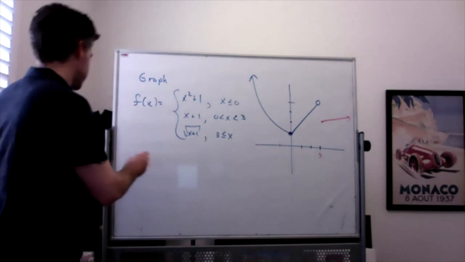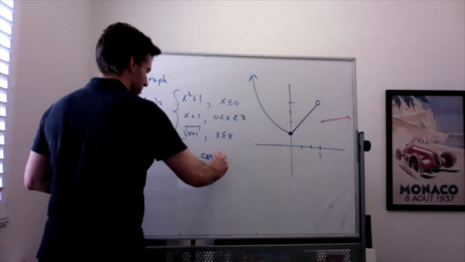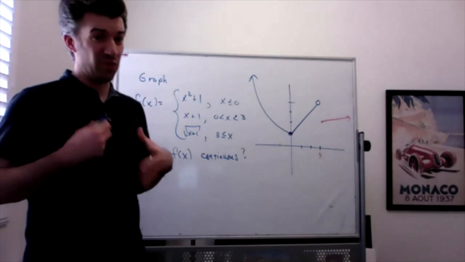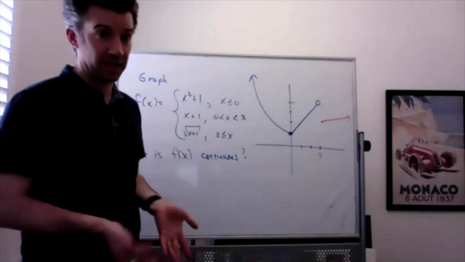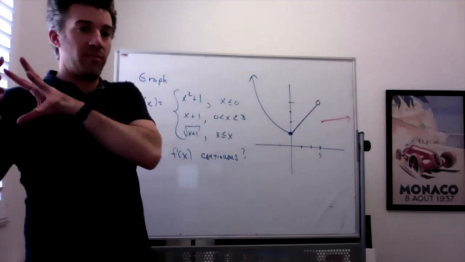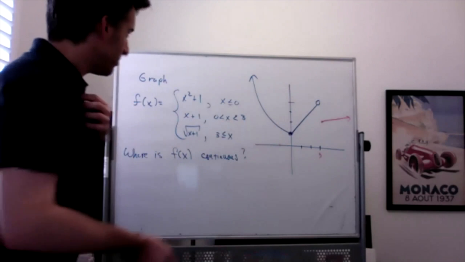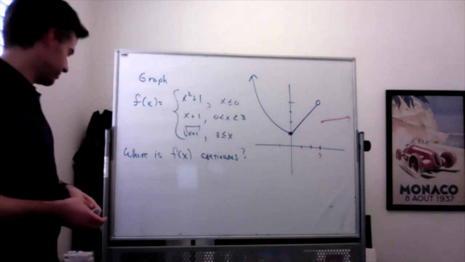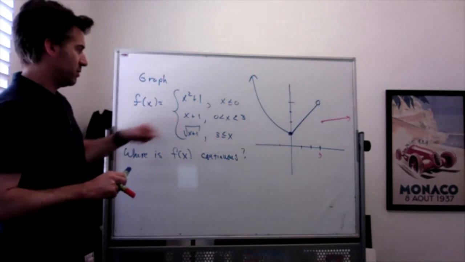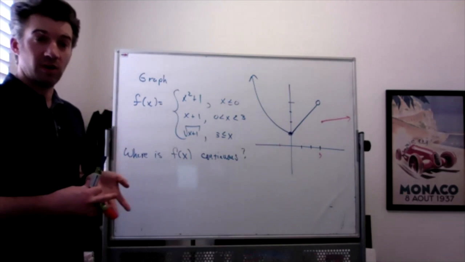And really, when we ask this question, where is f of x continuous? The question we're really asking is, where is f of x not continuous? Because we're going to find all the places it's not continuous. We're going to exclude those from everywhere else, and then everything left over is going to be where the function is continuous. So here's the nice thing. Each of these individual pieces, x squared plus 1, x plus 1, and the square root of x plus 1, they're all continuous on their domains.